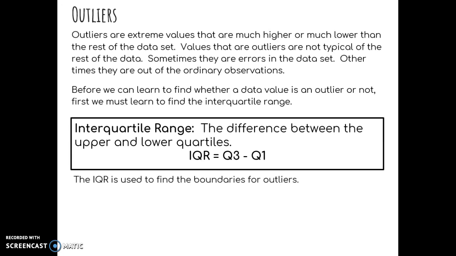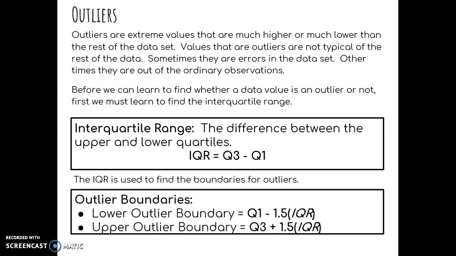Now, to find the outliers, what we consider an outlier, we use a formula that finds the boundaries for the outliers. So you find a lower boundary and an upper boundary, and any number that is less than the lower boundary would be considered an extreme value or outlier, and anything that's higher than the upper boundary would be considered an extreme value or an outlier. So here are those formulas.